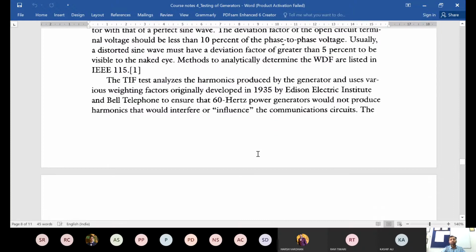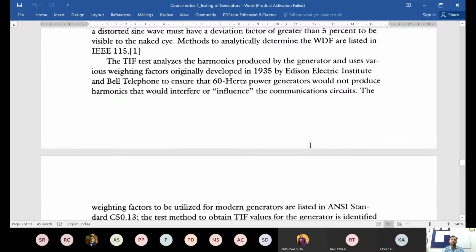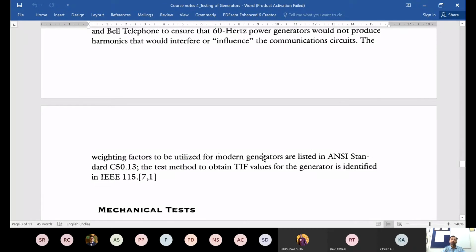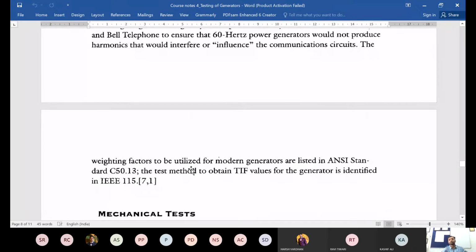This test tries to analyze what these harmonics are and how much effect they can cause on the communication lines, based on some weighting factors which were developed long back. The weighting factors to be utilized for modern generators are listed in ANSI standard C50.13. That is another standard which gives these weighting factors for modern generators. And the test method to obtain TIF values for generators is identified again in IEEE 115. Those are some of the standards which deal with this. We will not go into more details of this.